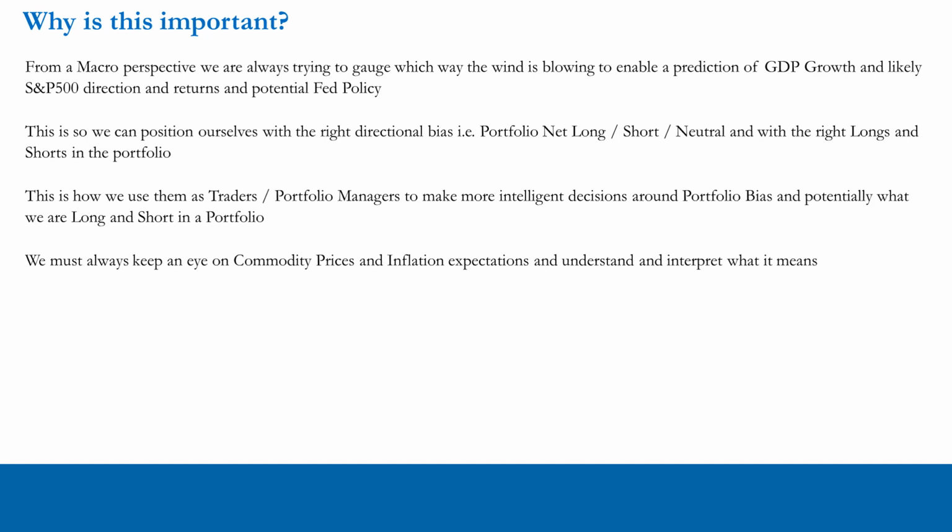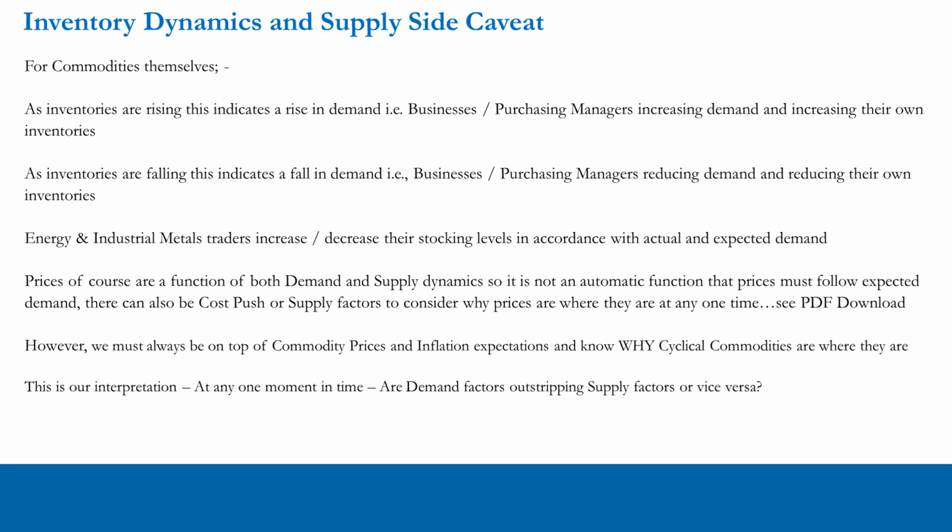Now, we have to think about something else as well. For commodities themselves, there are inventory dynamics, which are supply side dynamics that we have to understand. So there is a supply side caveat here with cyclical commodities. For commodities themselves, as inventories are rising, this indicates a rise in demand, so business or purchasing managers are increasing demand and increasing their own inventories.